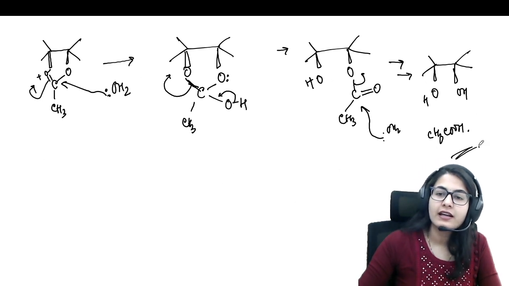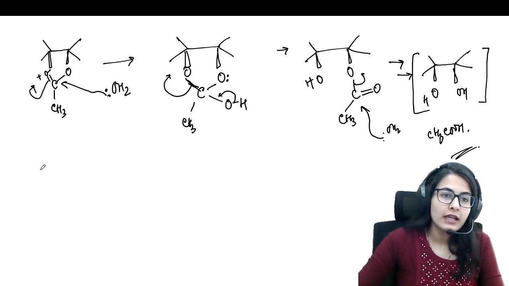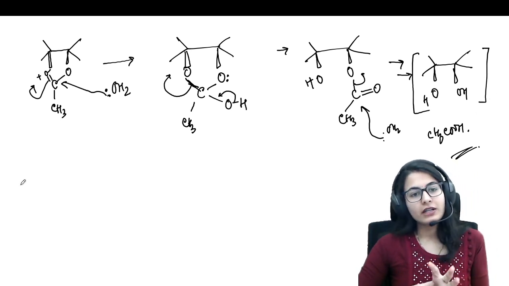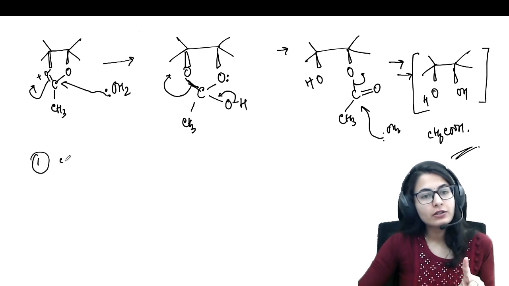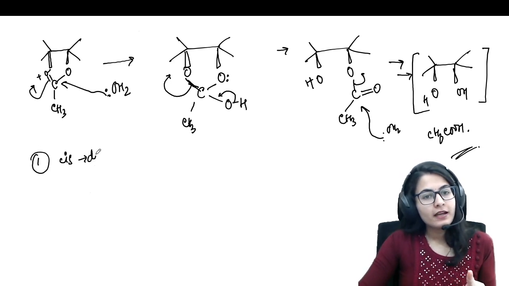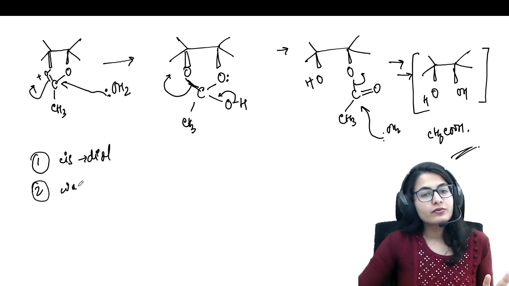It is leaving and you are getting the cis diol. So what are the characteristics of Woodward cis dihydroxylation? First thing first, you are going to get the cis diol product. Second thing, you have to take care of water.